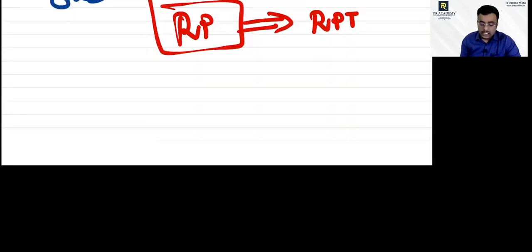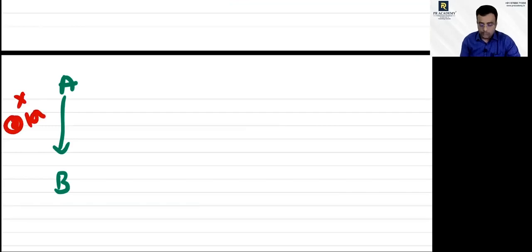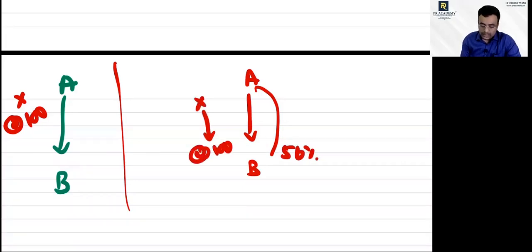The related party transaction may be at market price. Say for example, there is a company A and a company B. These people are not related. They sell product X at 100 rupees. Similarly, there is another pair of companies, A and B, where A company is holding 56% of shares in B Limited. The product X is sold at 100 rupees, the same product. Here the company names may be confusing to you.